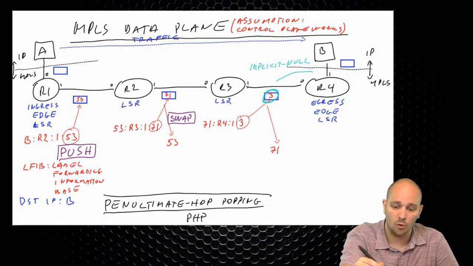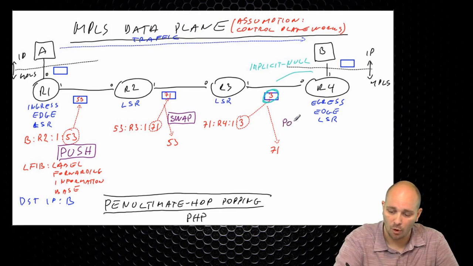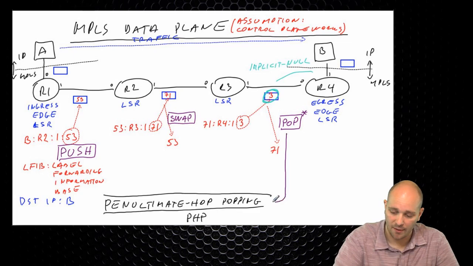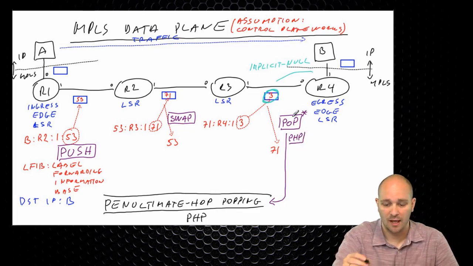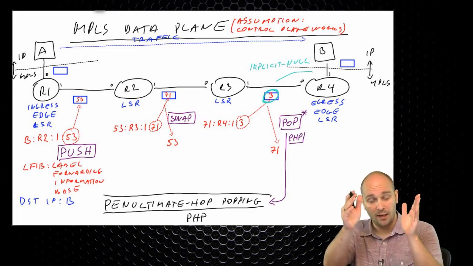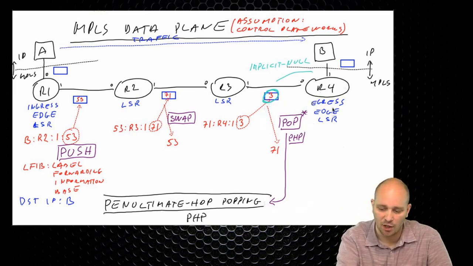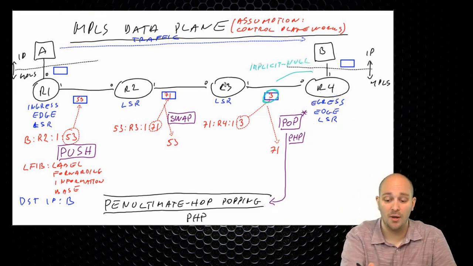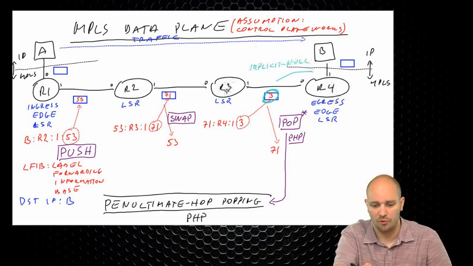So basically what we are doing here at this point is a pop operation. Now, this pop operation is actually penultimate hop popping, so we can say that what happened here was a PHP operation. But technically speaking, it's just a pop operation that happens one hop before where the pop would actually happen. So it's not the egress edge LSR that will be doing it, but the penultimate hop. This will be the ultimate hop, and this is the penultimate hop, one before the last.